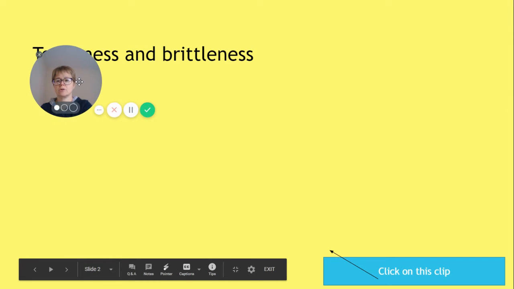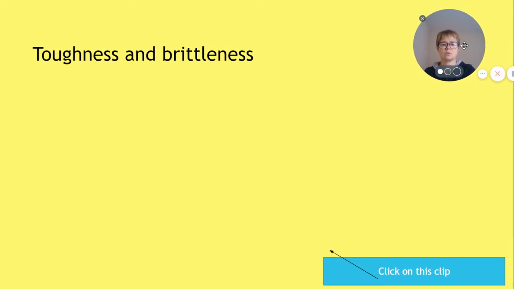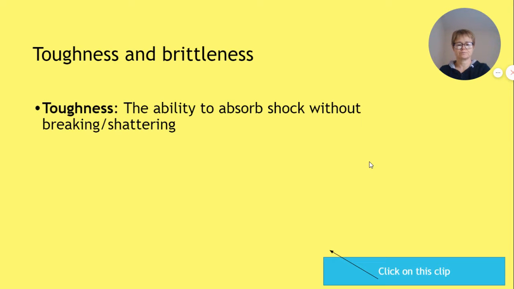Okay, so looking at toughness and brittleness. So keyword definitions for you. Toughness, the ability to absorb shock without breaking or shattering. So that could mean shock from being dropped, shock from being crushed, shock from being hit with a force. So toughness is the ability to withstand that shock.